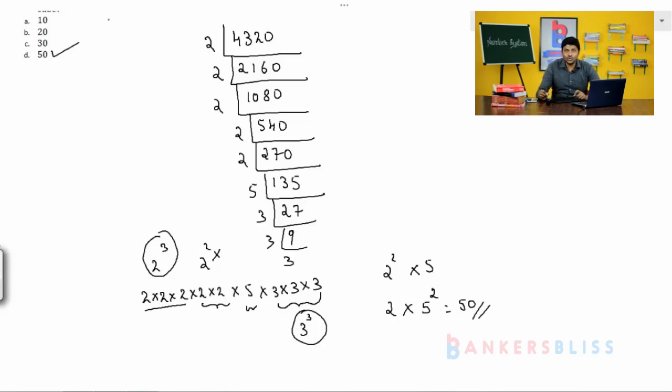2 cube, 3 cube we already got, so it is a perfect cubic number, so exclude those two and consider only the remaining part, that is 2 square and 5. So how many 2s do you want to make it a perfect cube? You want 1 more 2. Next for 5, how many 5s do you want to make it a perfect cube? You want two 5s, that is 5 square. So here you want another 5, another 5. Here you want 2. So how much are you going to get? You are going to get 50. So option D is the right answer.